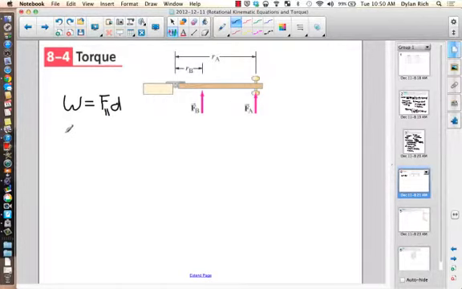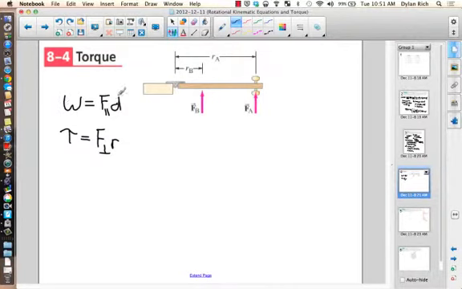Now, torque, which I use the Greek letter tau to represent, is equal to force perpendicular to the lever arm, or the moment arm. It's also called the moment arm. The moment arm is the distance from the axis to the point where you're pushing, and they have to be perpendicular. Now, torque in this case is different than work.